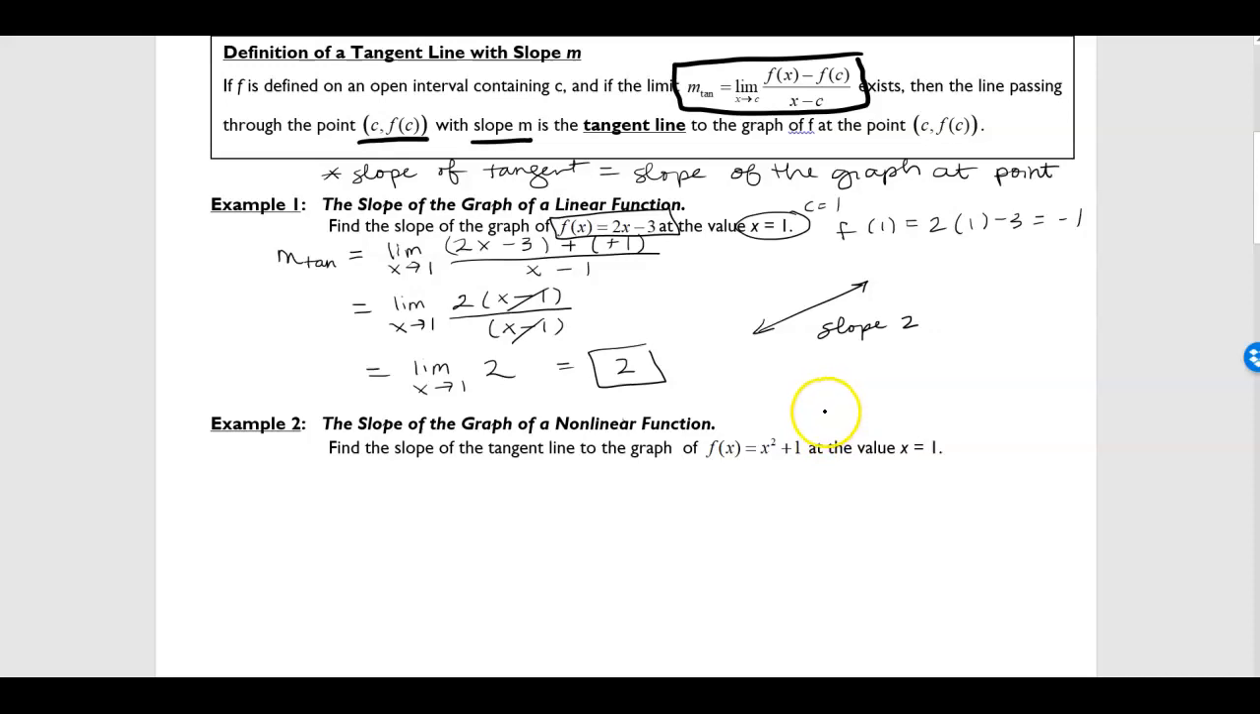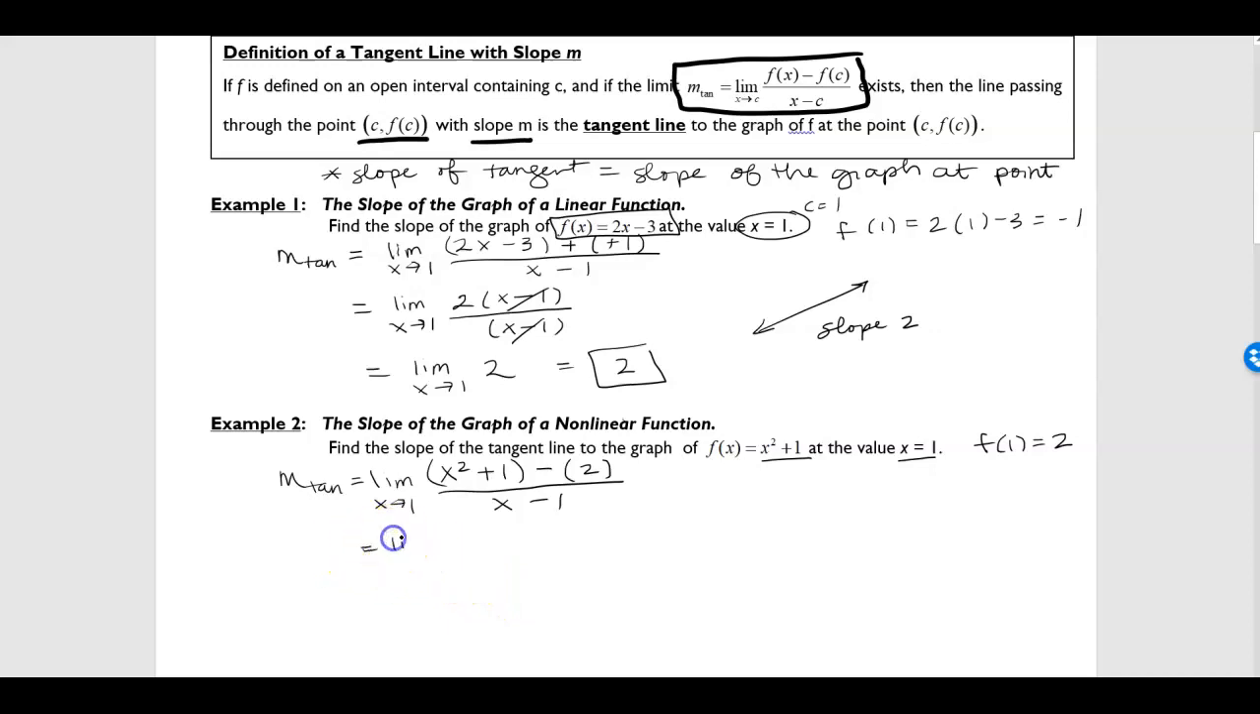Where these types of problems get more interesting is when we have something that's not linear. That means the slope is not constant, it's changing. So we're going to set up the same kind of formula here. Our function is x squared plus 1. We are also at the value x equals 1. Let's go ahead and find f of 1. It is 2, so 1 squared plus 1 is 2. So my limit as x approaches 1, my c value, is f of x, x squared plus 1, minus f of 1, which was 2, all over x minus my c value 1.